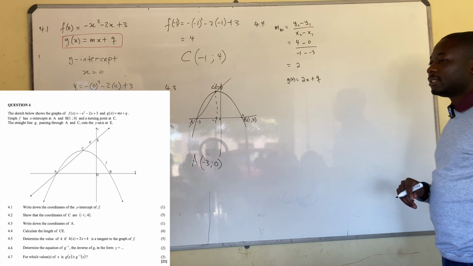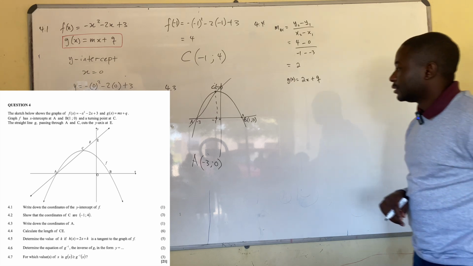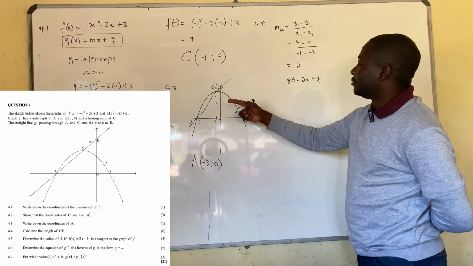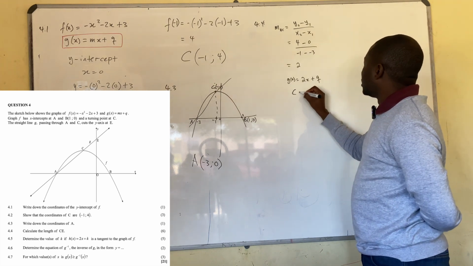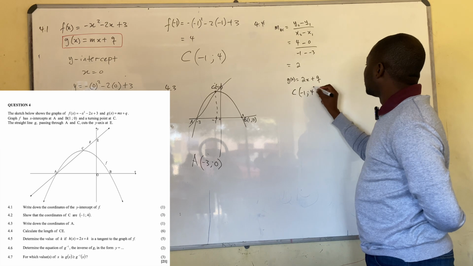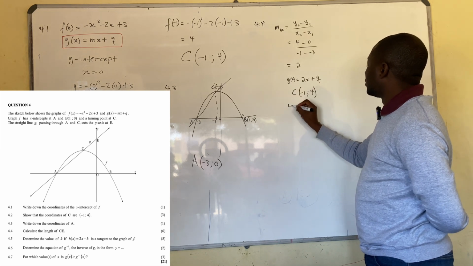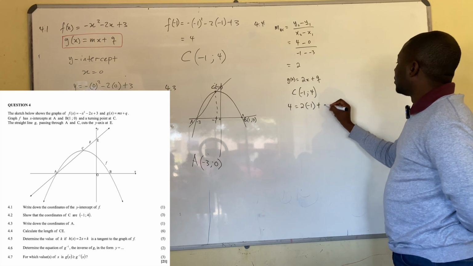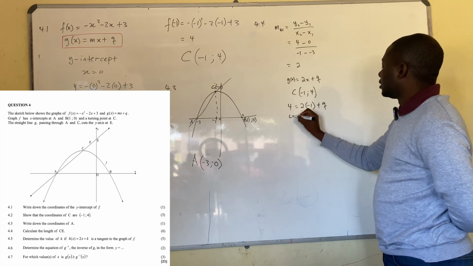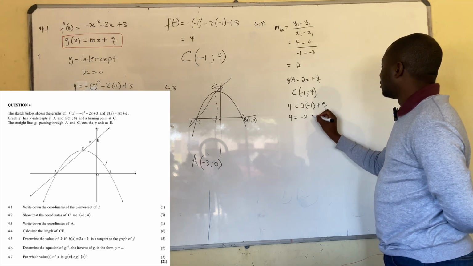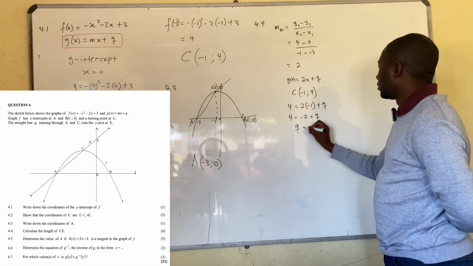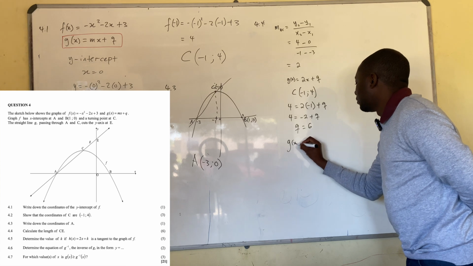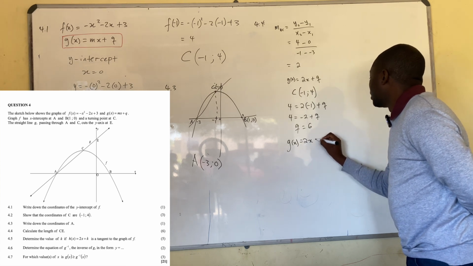Then what after that? Yeah, substitute the coordinates of 1 point. So we could take C, okay? The coordinates of C, we know, are negative 1, 4. So y is 4, it's equal to 2 times negative 1 plus q. So then 4 is equal to negative 2 plus q. So what is q? 6, right? Therefore the equation of g is g of x is equal to 2x plus 6.